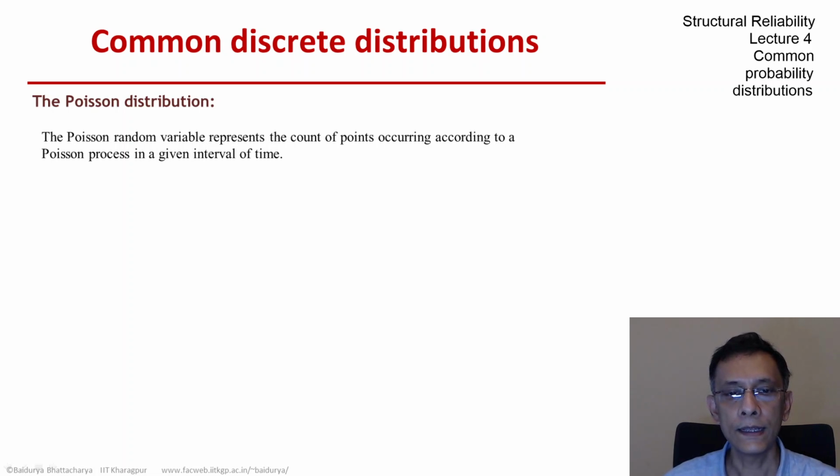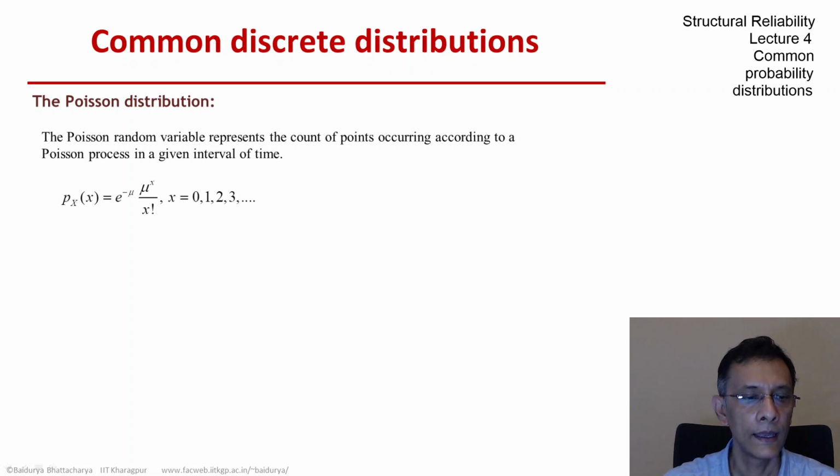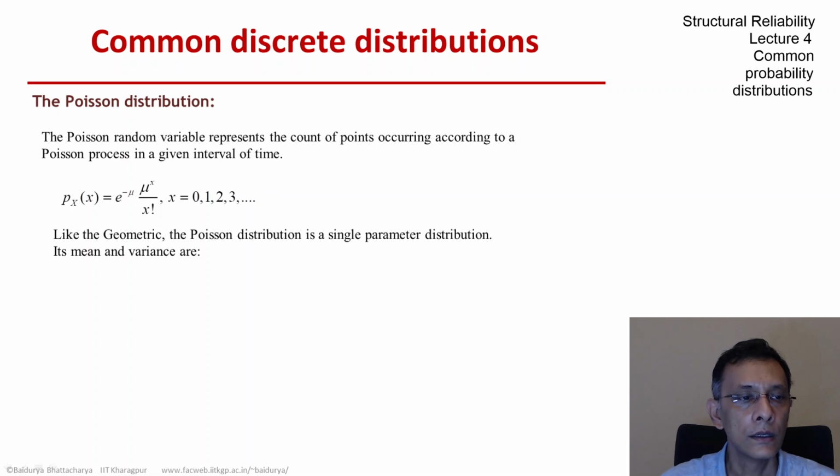Our last topic in the discussion on common discrete distributions is the Poisson distribution. The Poisson random variable represents the number of points, the count of points that occur according to a Poisson process in a given interval of time. So its PMF is defined in terms of the integers x going from 0 to infinity. There is just one parameter there, just like the geometric distribution. That parameter is mu.